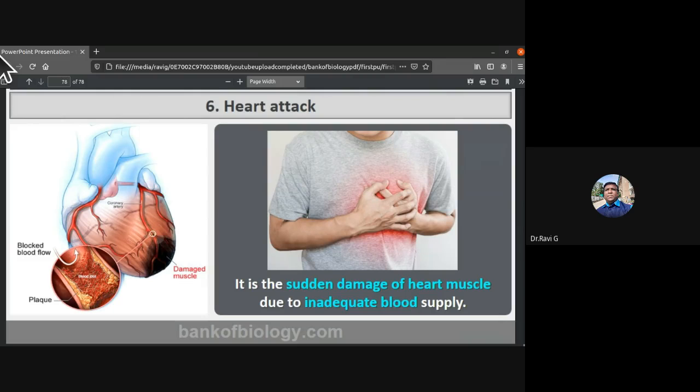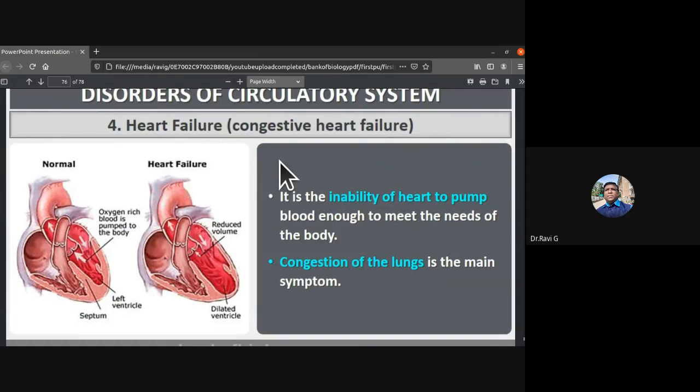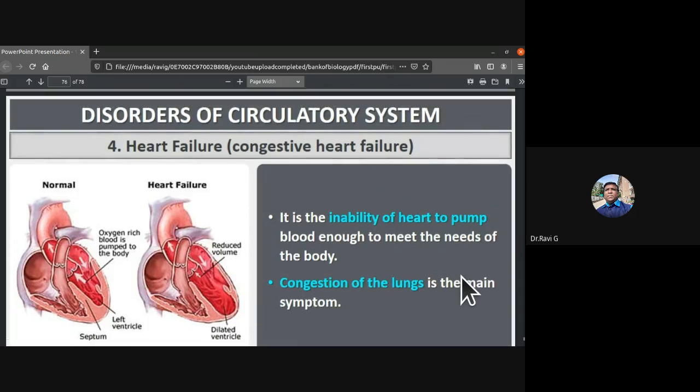A heart attack is due to the blockage of the arteries which supply nutrients and oxygen to the heart muscles. Whenever there is a blockage, it results in damage to the heart muscles, and that we call a heart attack. Heart failure is the inability of the heart to pump enough blood to meet the needs of the body. Congestion of the lungs is one of the symptoms.